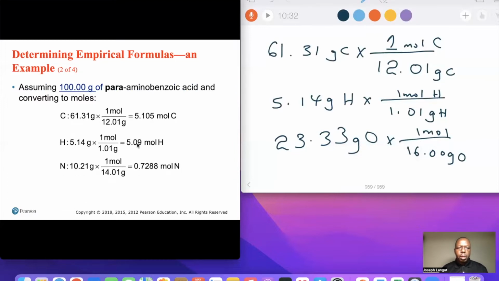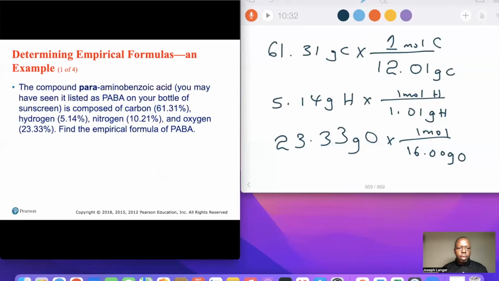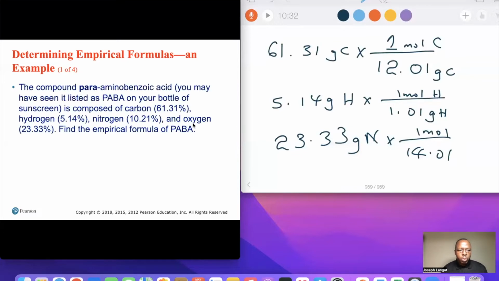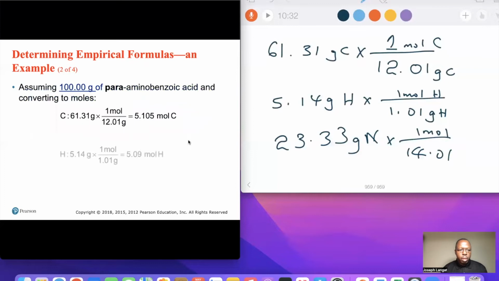And lastly, nitrogen. Was it nitrogen? Let's see. I think it was nitrogen. Let's assume nitrogen. I think there's a confusion here, but nevertheless, the setup is the same. So don't forget to use the correct atomic mass. If we say nitrogen, change this to nitrogen in the PowerPoint slide, and it will conform with the setup here.